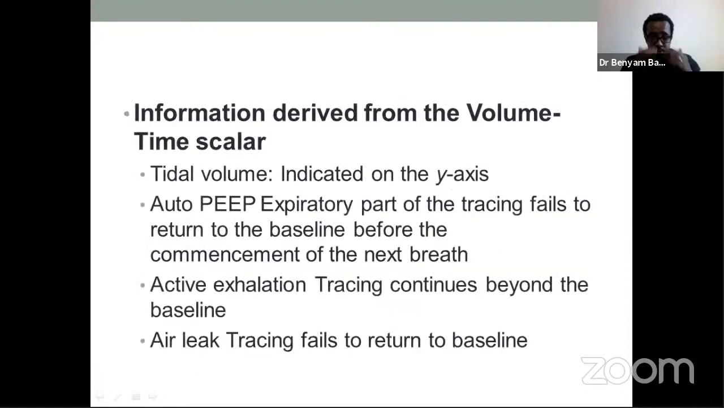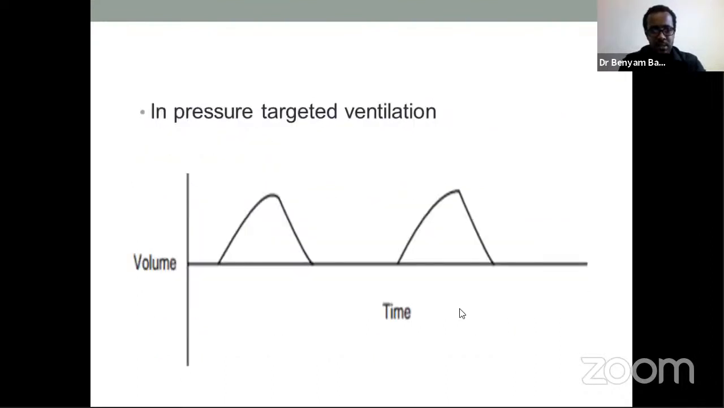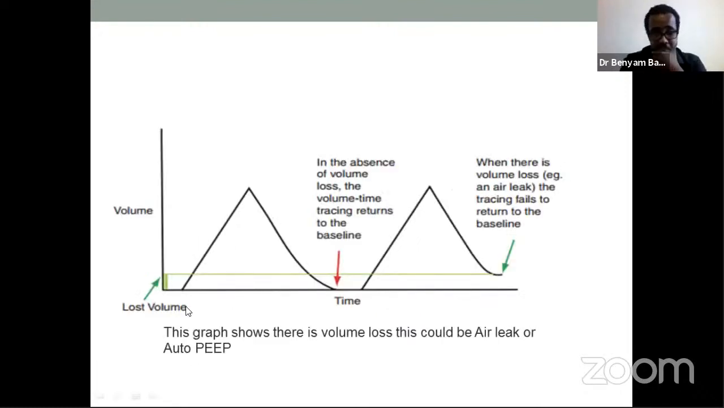So what information can we derive from the volume time scalar? I already said inspiratory and expiratory time. The other one is the tidal volume, which is indicated on the y-axis. And the other thing is auto PEEP. Whenever we have any trapping of air during expiration, inspiration starts before the expiratory phase or the graph reaches the baseline. So usually this will be interrupted around here, and we will not reach the baseline. So there will be some lost tidal volume, or volume which is trapped.